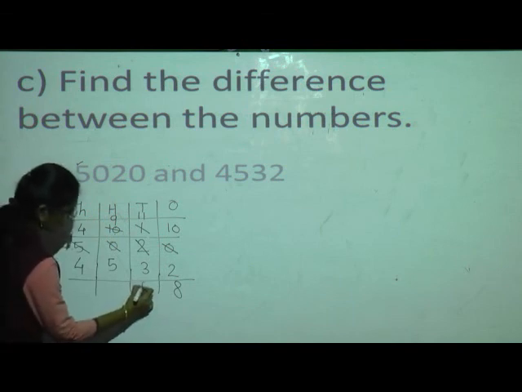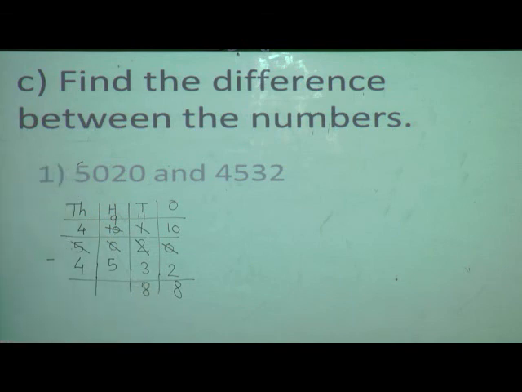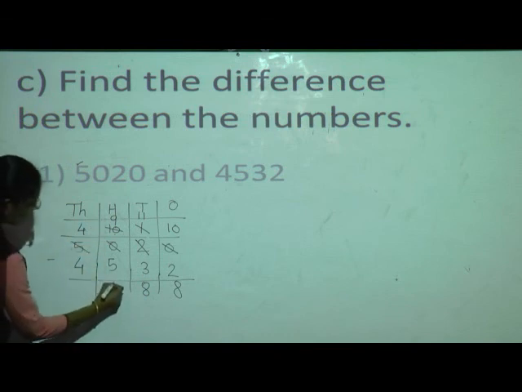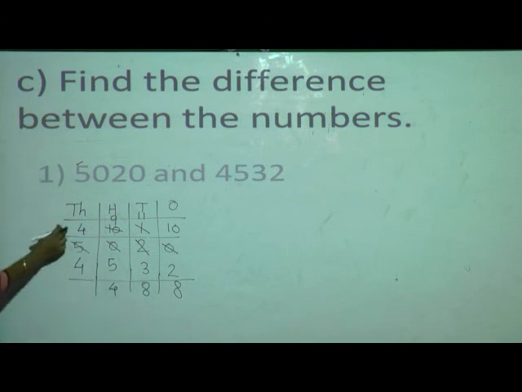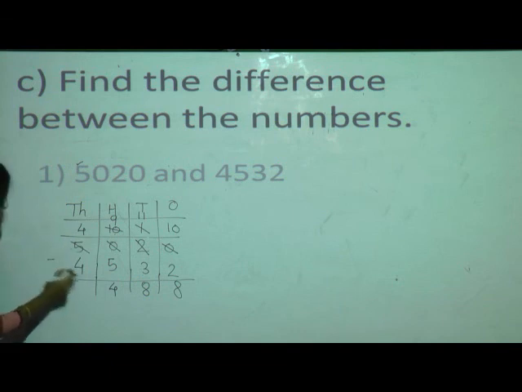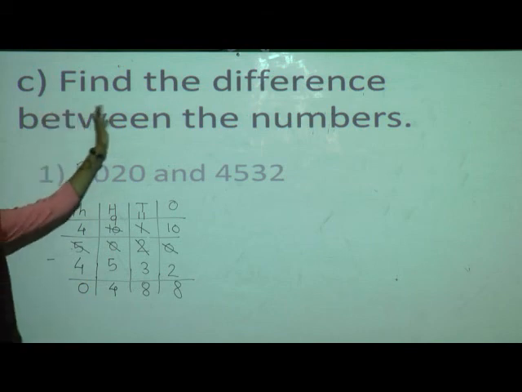11 minus 3, after 3 count your fingers. 11 minus 3, 8. See the hundreds place. 9 minus 5, 4. And here at thousands place, here 4 is there, here also 4 is there. 4 minus 4, 0. So in this way you have to solve question number C.